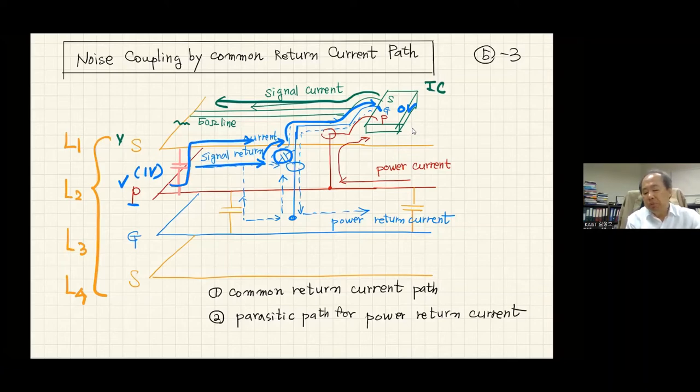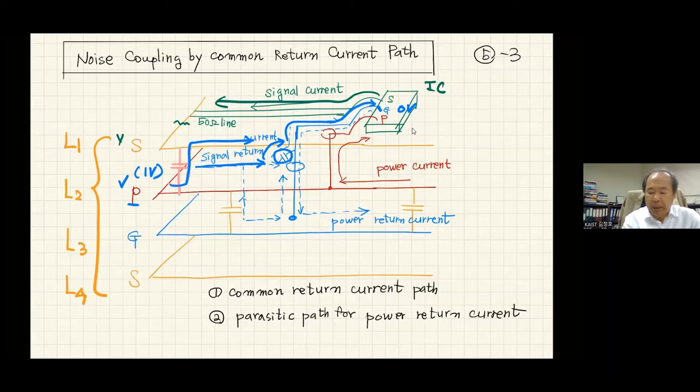So in this kind of case, if you want to make a continuity of ground or return current path, we have to sometimes intentionally or unintentionally put in parasitic capacitance, and that will give us a return current path.